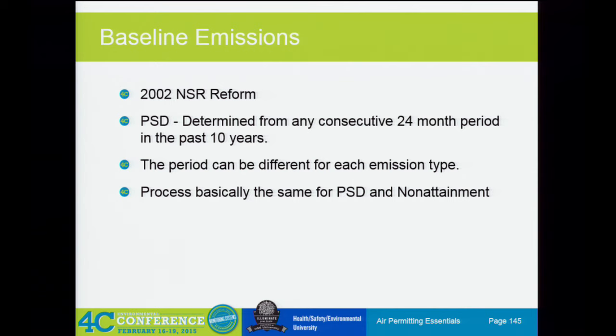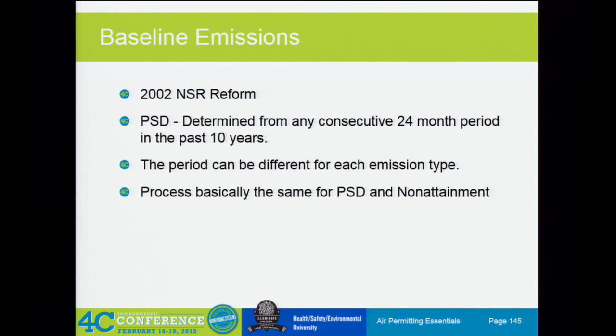If you really want to be specific, you'll actually pull up your emissions on a month-by-month basis to pick out a consecutive 24-month period that is the highest. And that is what you'll calculate as your baseline actual emissions. The period can be different for each emission type. So the 24-month period that we take can be different for each of the different pollutants. If we're doing this exercise for VOC and CO, we don't have to use the same time period for those two pollutants.